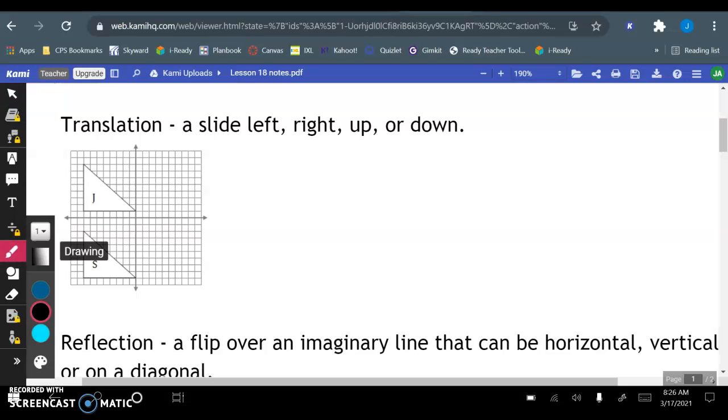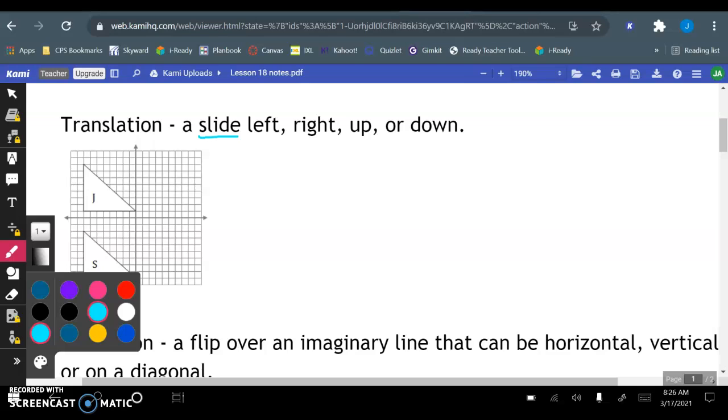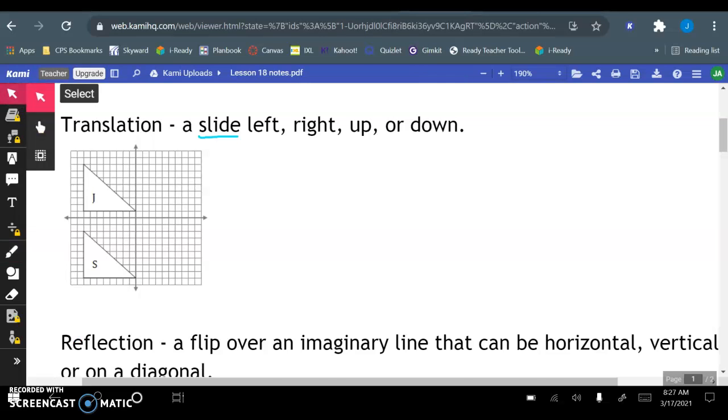A translation is a slide, okay? It slides either left, right, up, or down. You're not turning the figure, you're just taking that figure and sliding it in one of the four directions. Or you could do a couple of directions. You could slide over and then up, or back and then down, all sorts of different things. But translation is just a slide.